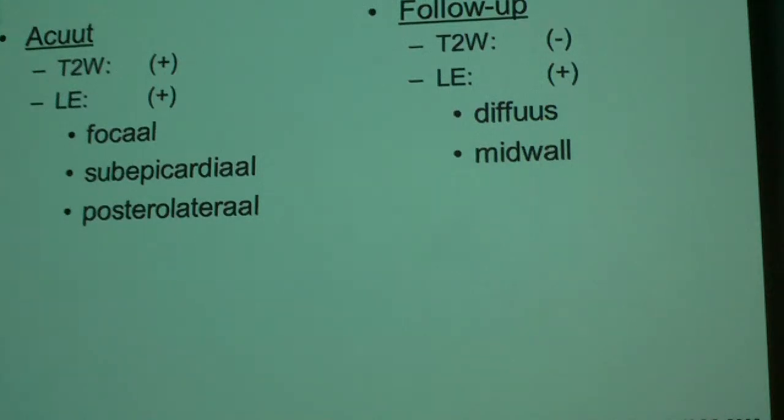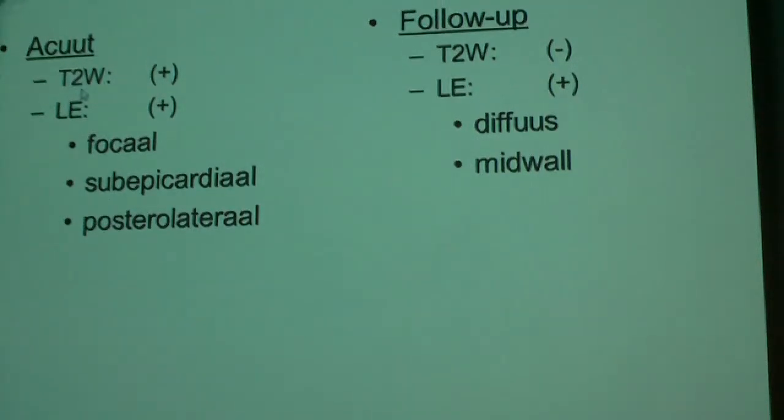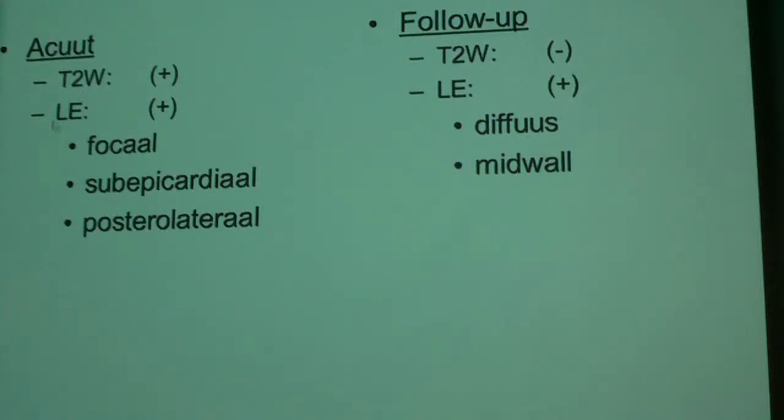This helps us a little bit more. We have two modalities which we use, the T2-weighted and late enhancement. The T2-weighted is for edema, and late enhancement is more for fibrosis. And that can help us, especially the edema. If you see edema, that's something that you only see in inflammation.